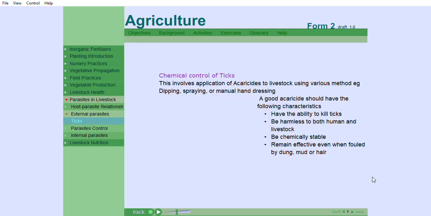Chemical control of ticks. This involves application of acaricides to livestock using various methods, for example, dipping, spraying, or manual hand dressing. A good acaricide should have the following characteristics: have the ability to kill ticks, be harmless to both human and livestock, be chemically stable, and remain effective even when fouled by dung, mud, or hair.